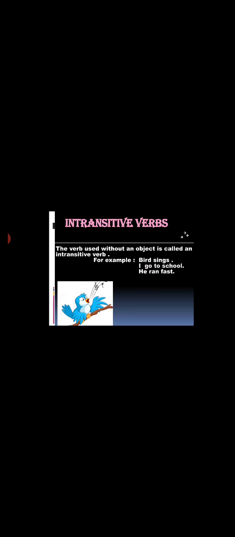Bird sings. I go to school. He ran fast. According to the first example, bird sings, and a picture is also given over there, a singing bird picture. So now in this example, bird sings, there is no object, which means that this sentence is not asking about what or whom. So there is no object.